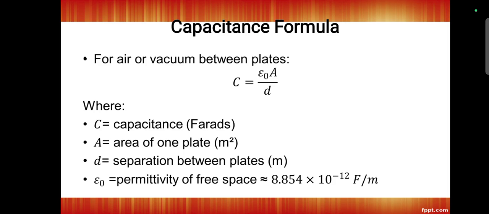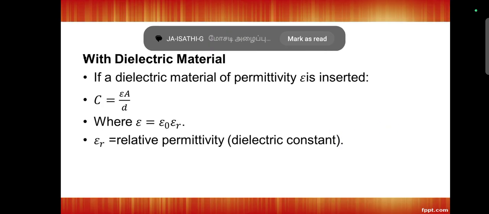Here is the formula of capacitance, where air or vacuum is between the two plates. It is noted as C is equal to epsilon naught A divided by D, where C is the capacitance in farads, A is the area of one plate in meter square, and D is the separation between plates in meters. Epsilon naught is the permittivity of free space, which is a constant, 8.854 into 10 power minus 12 farad per meter.